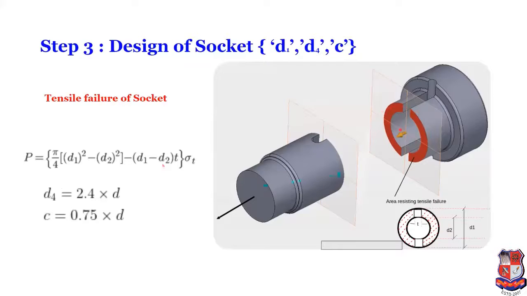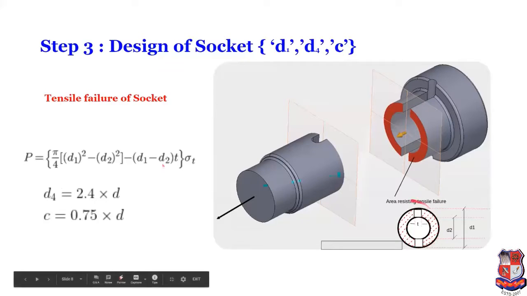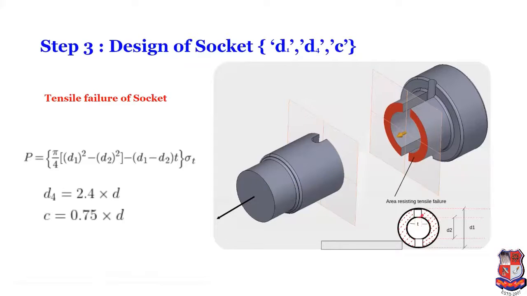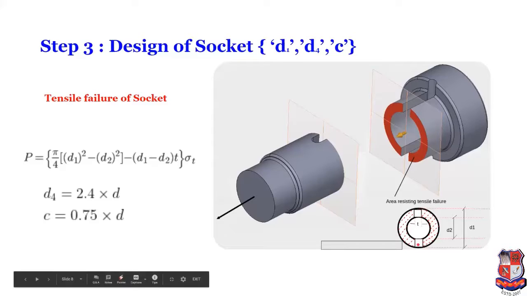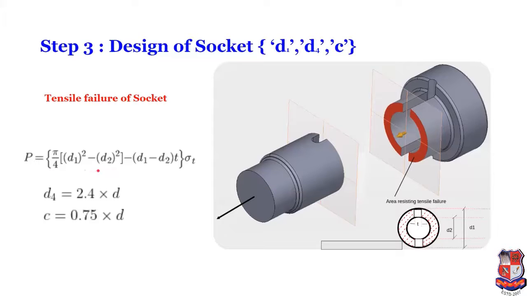And what about the resisting area? So this one is pi by 4 D1 square. We have to subtract this area, and this area. First of all, we have to subtract this area, so minus pi by 4 D2 square. Then this area, that is D1 minus D2 by 2 into T. So finally we got pi by 4 into D1 square minus D2 square, minus D1 minus D2 into T. So P is equal to pi by 4 D1 square minus D2 square minus D1 minus D2 into T, into sigma T.